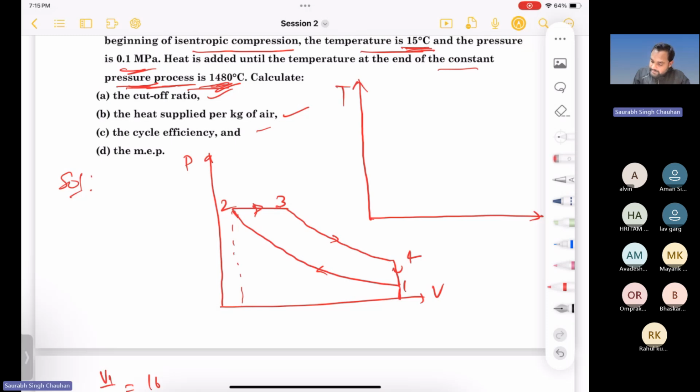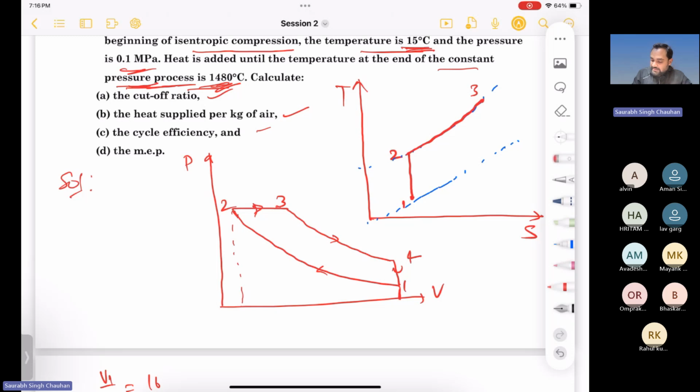So in the TS diagram, from 1 to 2 it is an isentropic process, right? Entropy will be constant, so 1 to 2 isentropic will be a vertical line. Then 2 to 3 is a constant pressure line. These are isobars in the TS diagram, right? So 2 to 3 is an isobaric process, and along this line it will be point 3.